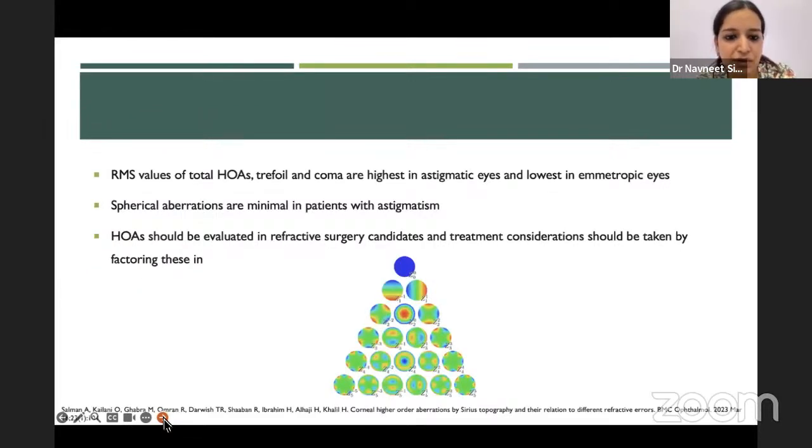So RMS values of total higher order aberrations, trefoils and comas, are highest in astigmatic eyes and lowest in emmetropic eyes. Now, why is this important? Because higher order aberrations are higher in patients who have high astigmatism, so the final outcome after refractive surgery will differ accordingly. It's better that we assess these higher order aberrations and correct them accordingly for a beneficial outcome.